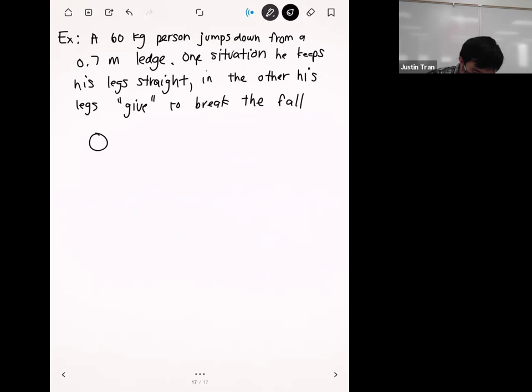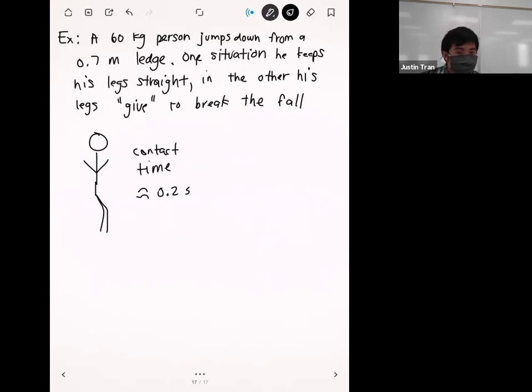And so let's go ahead and draw this. In situation 1, let's say that he keeps his legs relatively straight. And in situation 1, let's say that the contact time, or the amount of time that he's contacting the ground, is about 0.2 seconds.